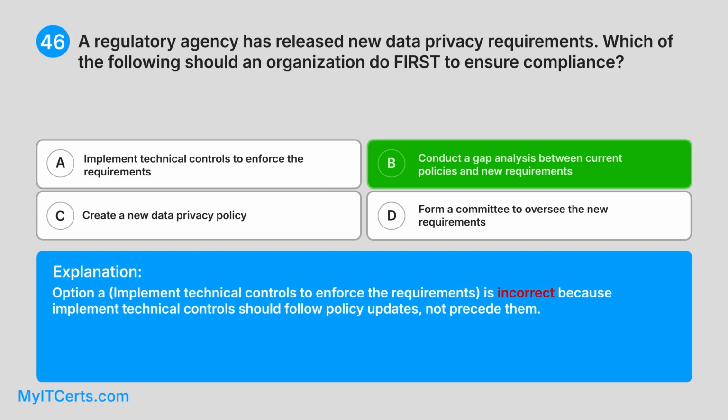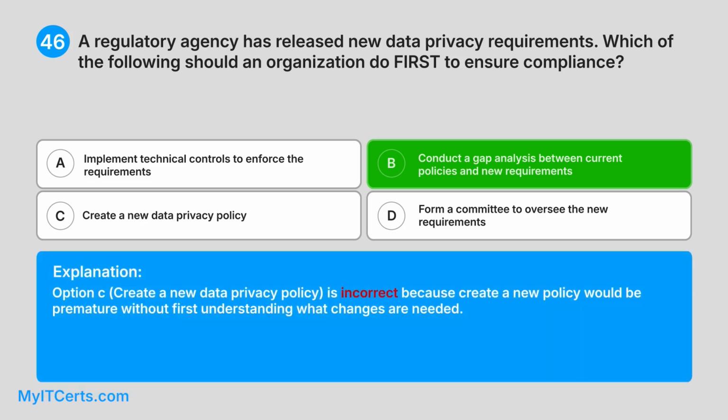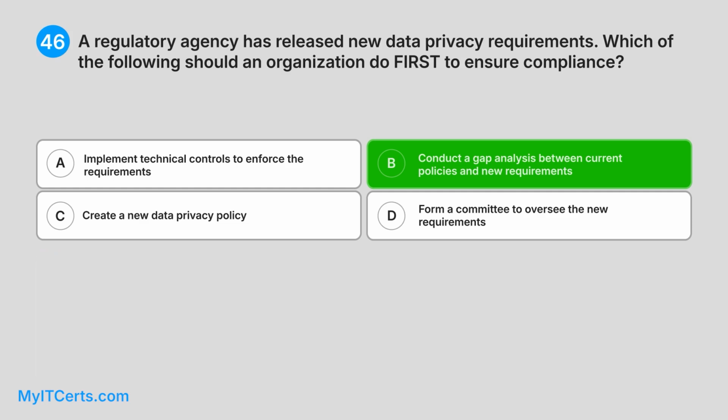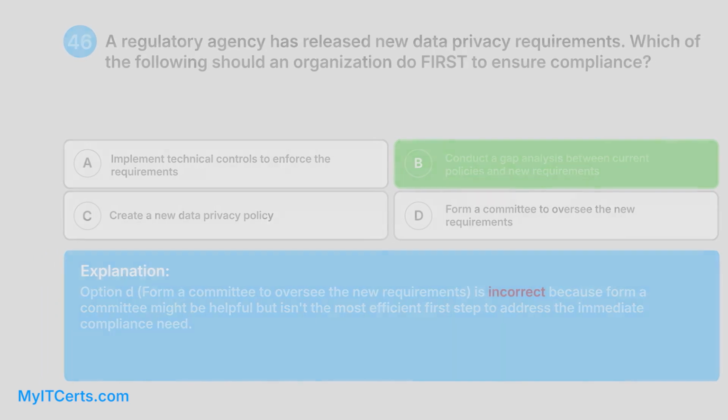Option A, implement technical controls to enforce the requirements, is incorrect because implementing technical controls should follow policy updates, not precede them. Option C, create a new data privacy policy, is incorrect because creating a new policy would be premature without first understanding what changes are needed. Option D, form a committee to oversee the new requirements, is incorrect because a formal committee might be helpful, but isn't the most efficient first step to address the immediate compliance need.